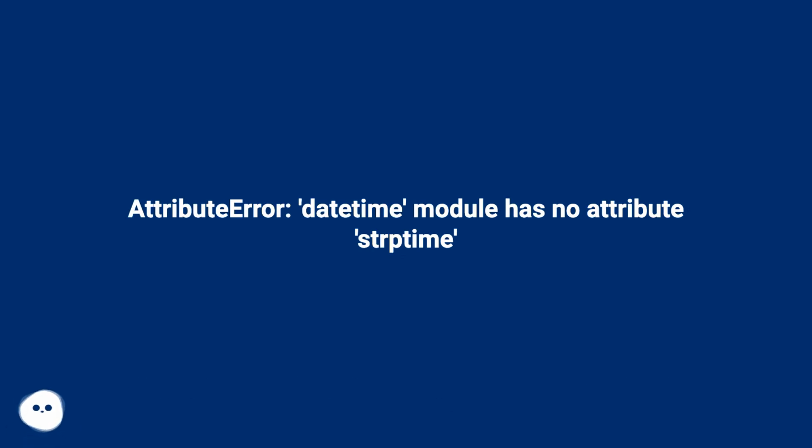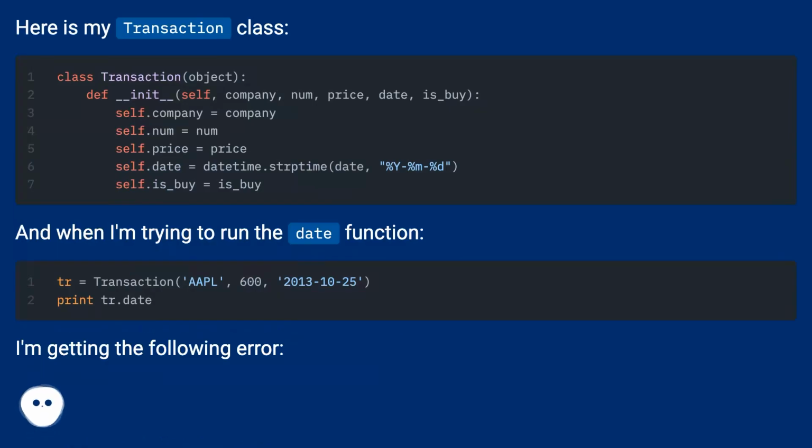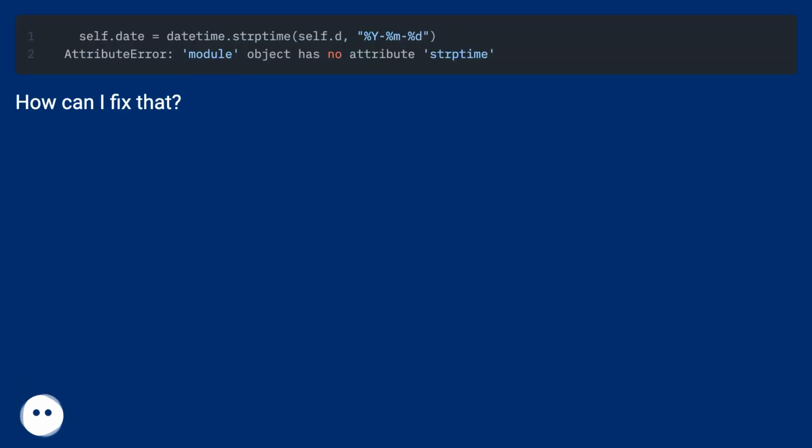Attribute error. Datetime module has no attribute strptime. Here is my transaction class. And when I'm trying to run the date function, I'm getting the following error. How can I fix that?